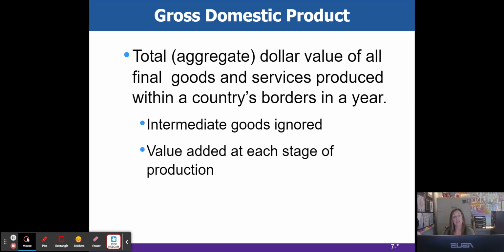A couple of important things to keep in mind when we say final goods and services. This implies that intermediate goods are ignored. If you have a company that makes a product that is then used to make something else, we add value at each stage of production. We don't look at the value of the intermediate good as well as the value of the final good, only the value of the final good.